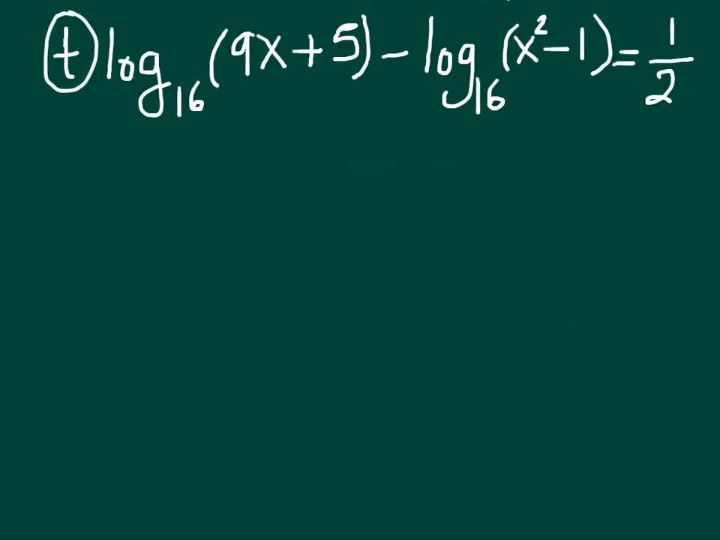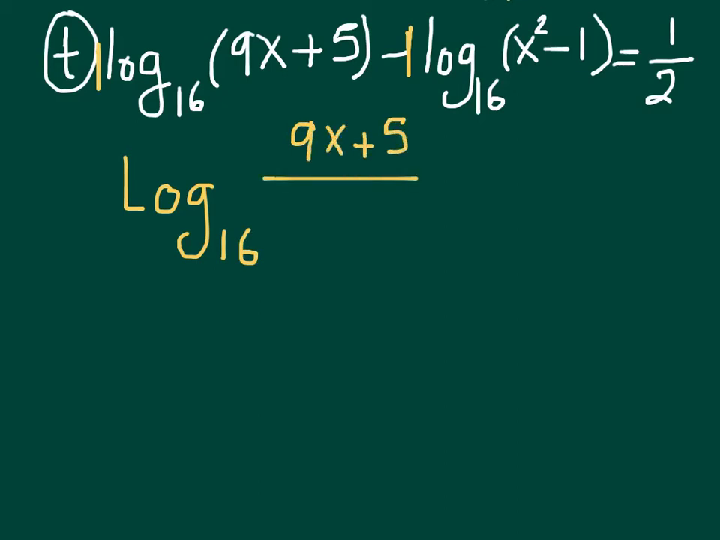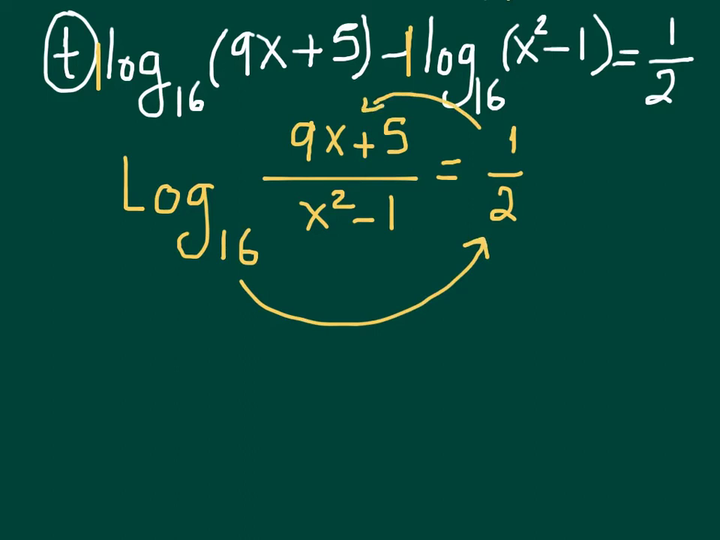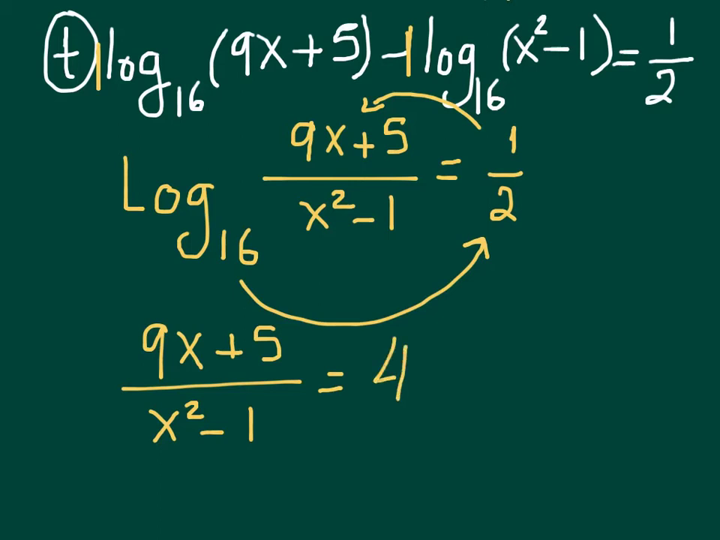Part T. Part T, since these two logs have a coefficient of 1, I am going to go ahead and combine them into a single log, log base 16 of the quantity 9x plus 5 divided by x squared minus 1. And since we have one log on one side and we don't have a log on the other side, I need you to snail. 16 raised to the 1/2 is equal to this quantity. So that means 9x plus 5 over x squared minus 1 is equal to 16 to the 1/2, which is the square root of 16, gives you a 4.